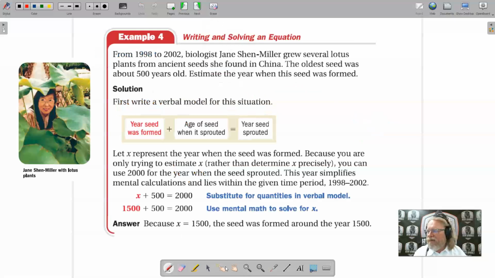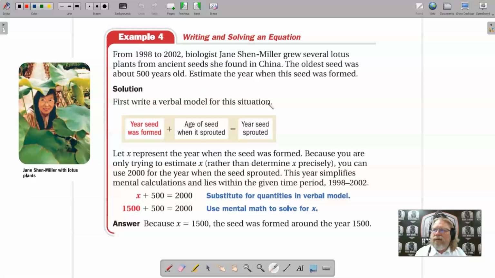So for example number 4. Example number 4 is our lotus flower question. It says from 1998 to 2002. So that's a period of how many years? Yes, 4 years. Biologist Jane Shin Miller grew several lotus plants from ancient seeds she found in China. The oldest seed was about 500 years old. Estimate the year when the seed was formed.